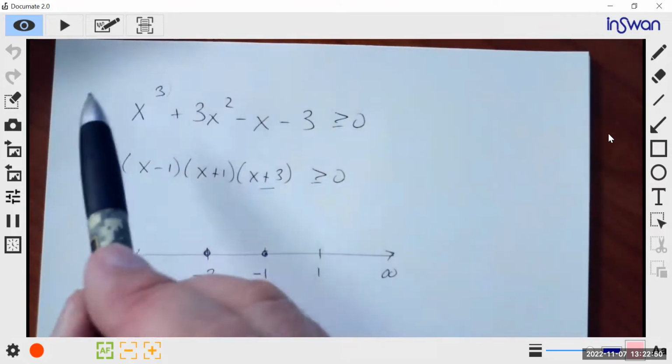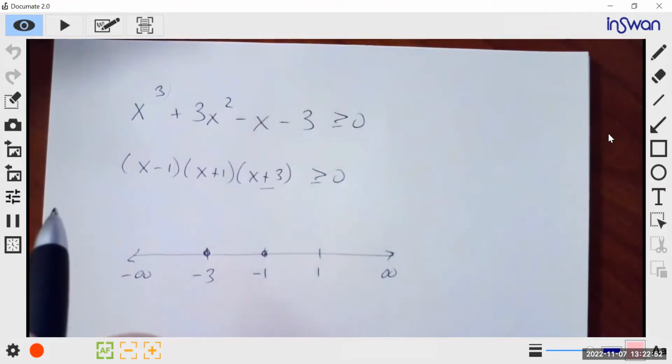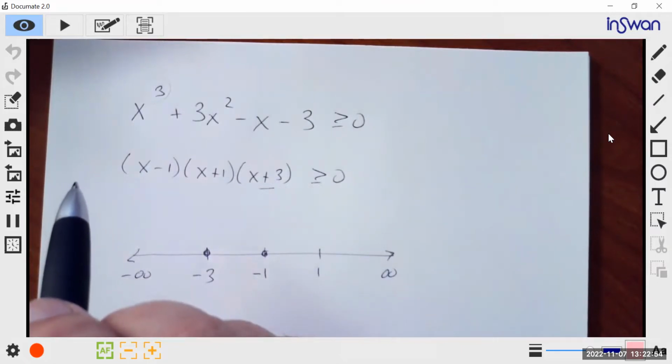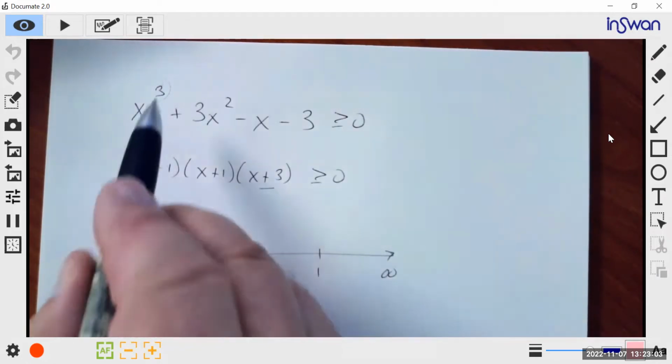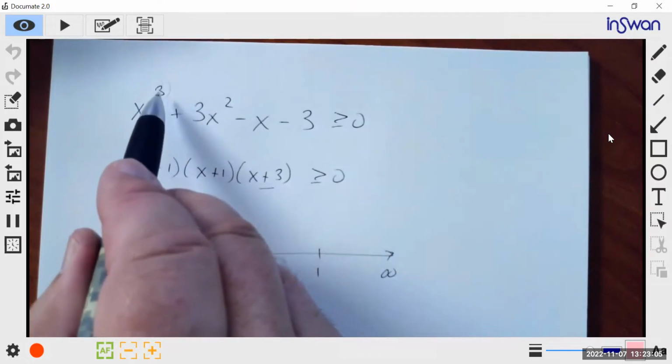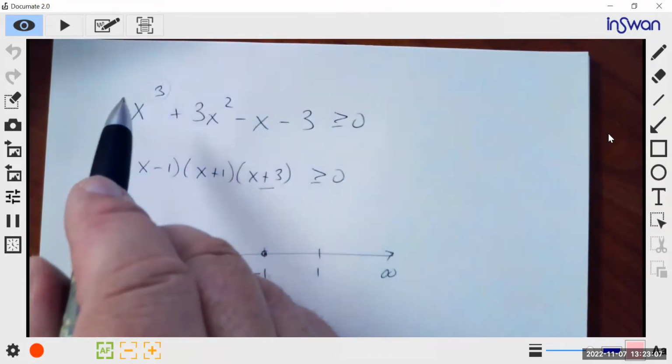If the degree is 3, what's it going to look like? Well, they all go up, or they all go down. So what is degree 3? What does a degree 3 polynomial look like?